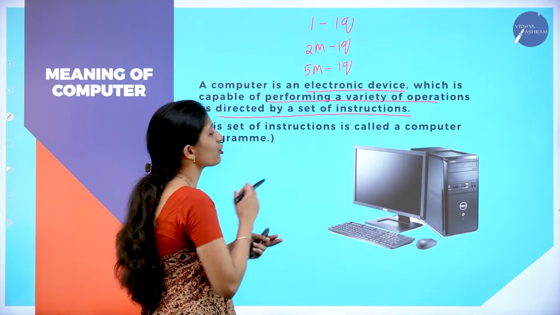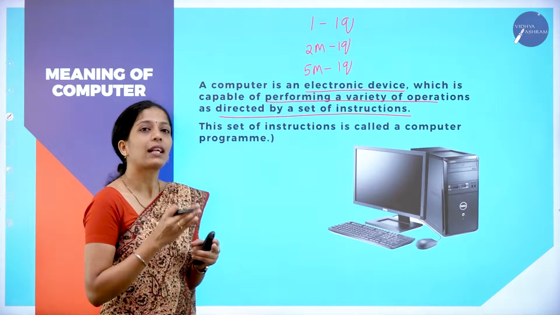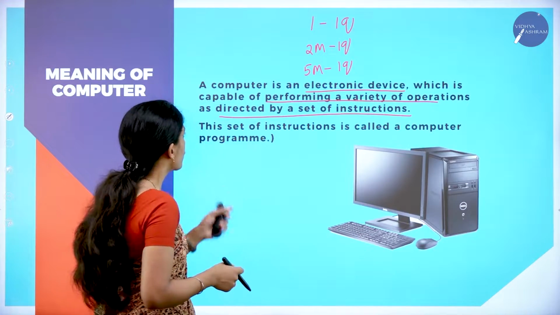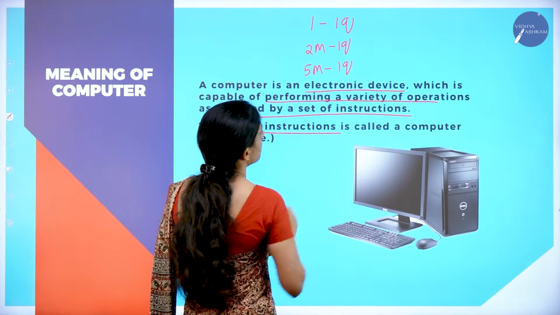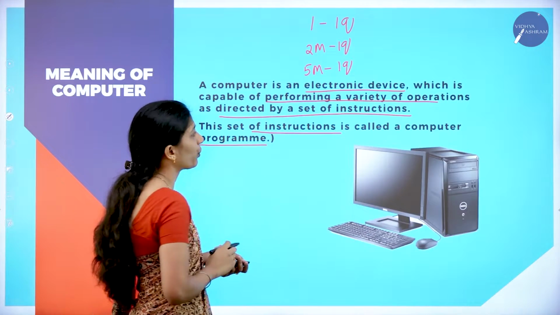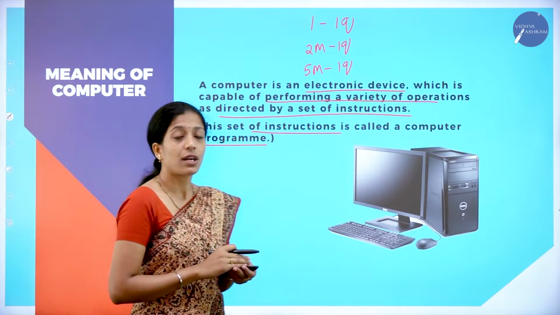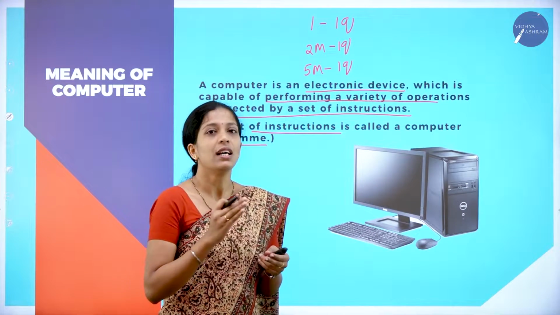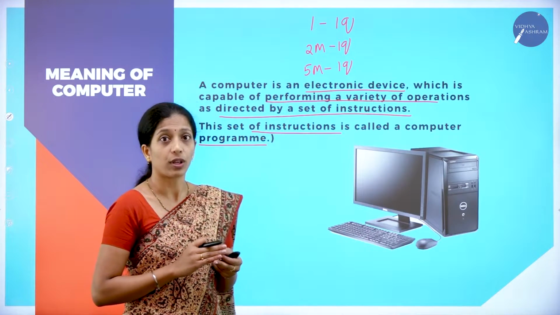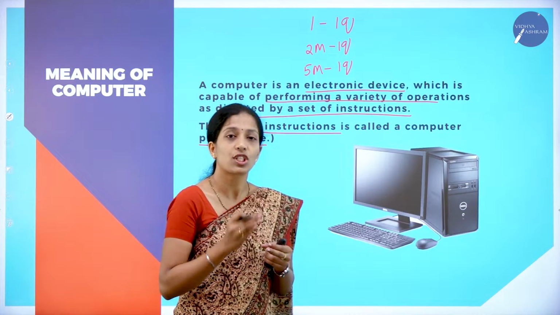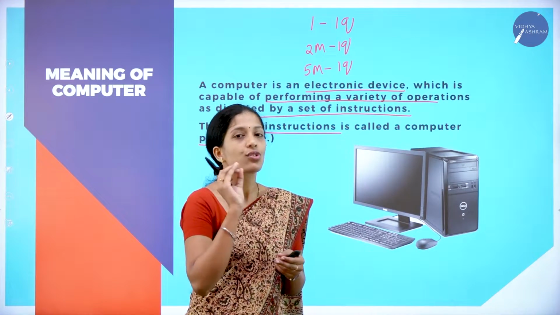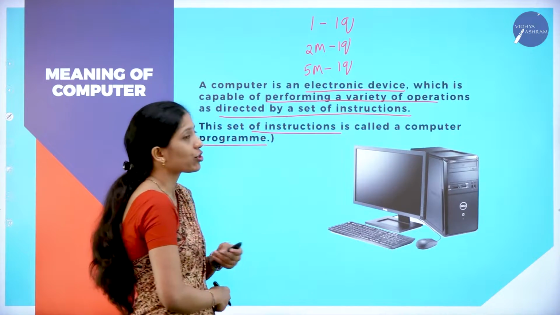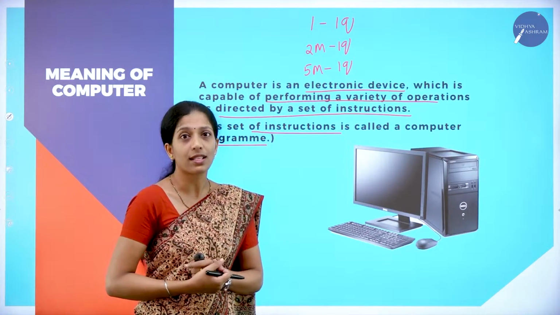So, instructions have to be given to the computer so that it will perform the activity and give us the output. This set of instructions is called a computer program. So, what is a computer program? The set of instructions which is given to the computer is called a computer program.